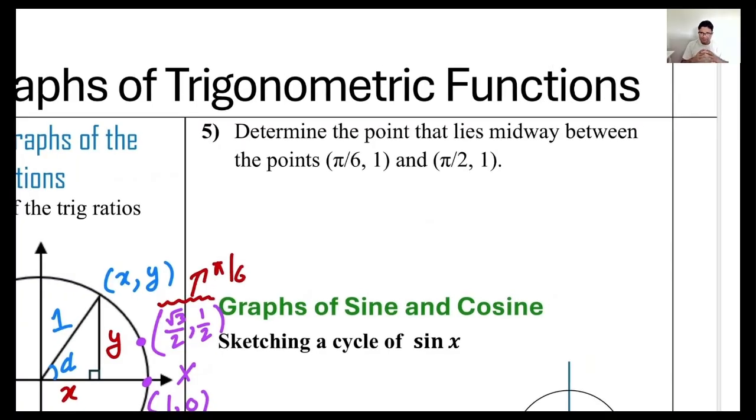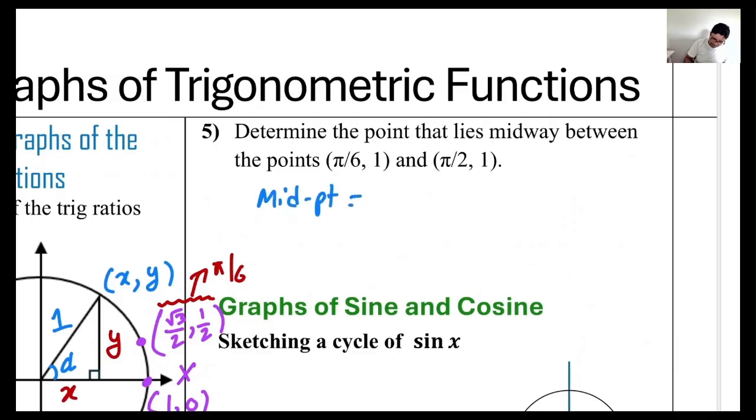Here's another thing, in coordinates. Sometimes we have to find the midpoints of a line segment. So determine the point that lies midway between pi over 6, 1 and pi over 2, 1. So you can imagine this is a horizontal line segment because it has the same y value, 1. Okay, so the y coordinate will remain the same for the midpoint as well.